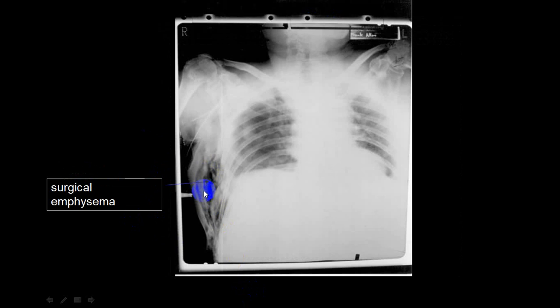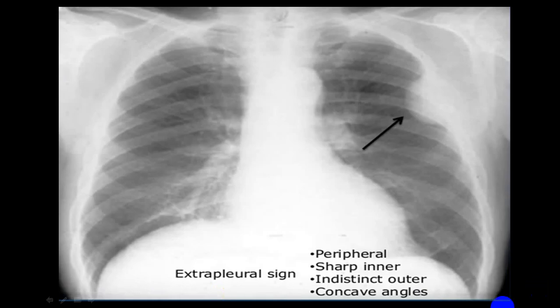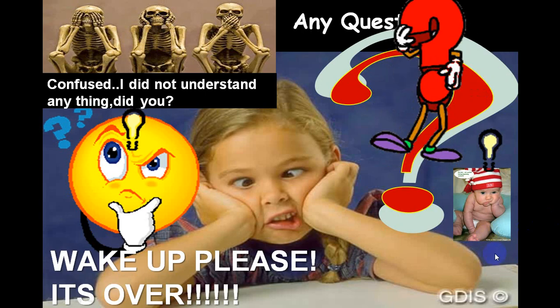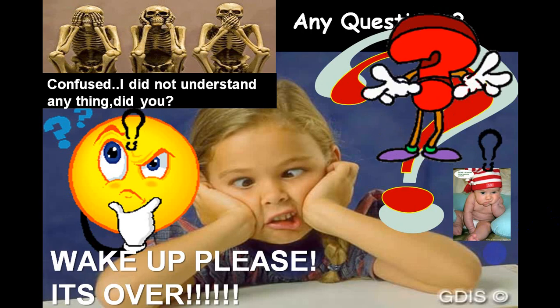Again, you can see black shadows in the subcutaneous tissue, surgical emphysema. This is a small mass close to the chest wall. So this has to be extrapleural. And you can see this looks like a loculated mass. So this is outside the pleura. So that is an extrapleural mass. So I end my lecture here. I hope this will be helpful to you.